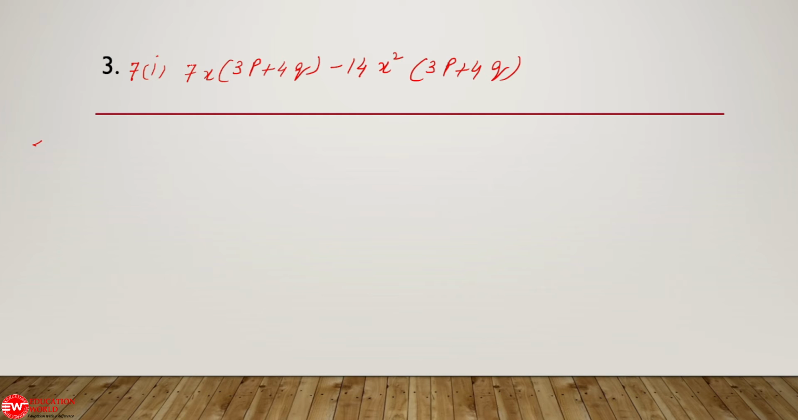See here again, first of all see outside the bracket. Both the brackets are the same and both have the same power. Here also 1 power, here also 1. So we'll look at the numerics. It is 7 and 14. Out of that, 7 is common. Here x power 1, here x power 2. So 1x is common. So this bracket will also be common. It is 3p plus 4q.